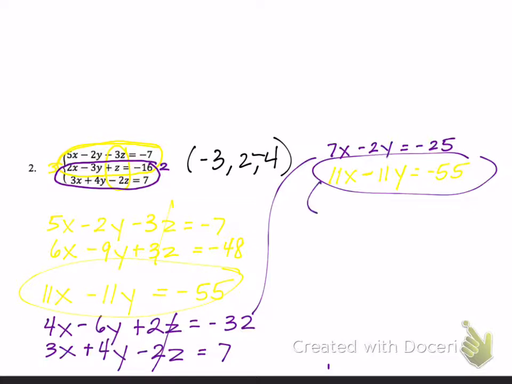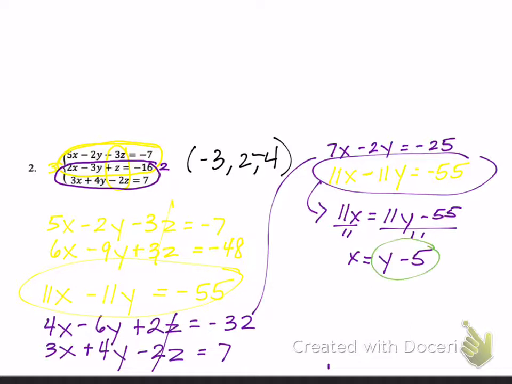But if I solve this for x, I end up getting 11x equals 11y minus 55. Divide by 11, and I get x equals y minus 5. Isn't that kind of nice? Yeah. And so then I'm going to substitute that in right here in this top equation. So 7 times y minus 5, minus 2y equals negative 25.